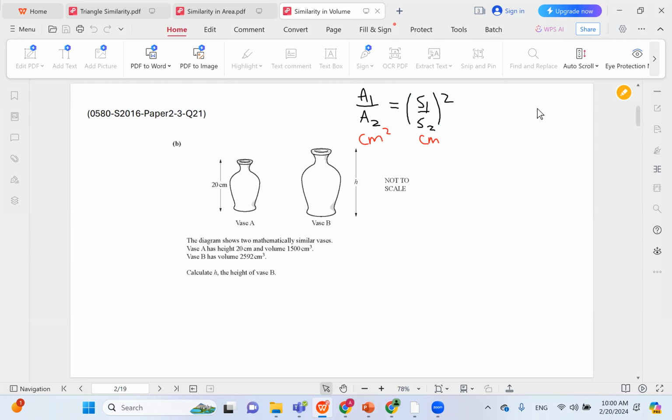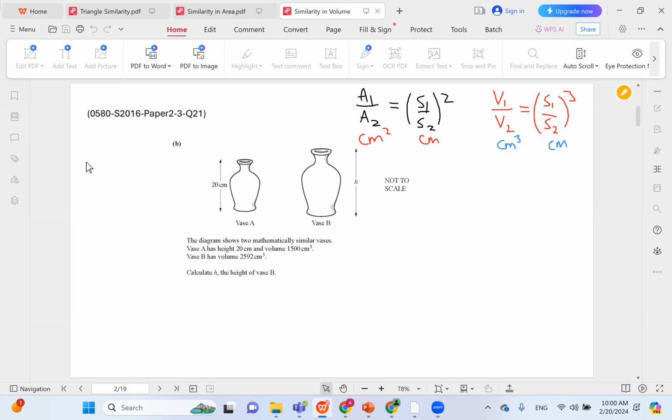Just in exactly the same manner, a very similar concept, we create a new equation: V1 over V2 equals side 1 or S1 over S2 to the power of 3. And the reason for the power is that the side is in centimeters and the volume is in centimeters cubed. So it's exactly the same idea. It's just that we're raising to the power of 3 to account for the volume instead of the area.